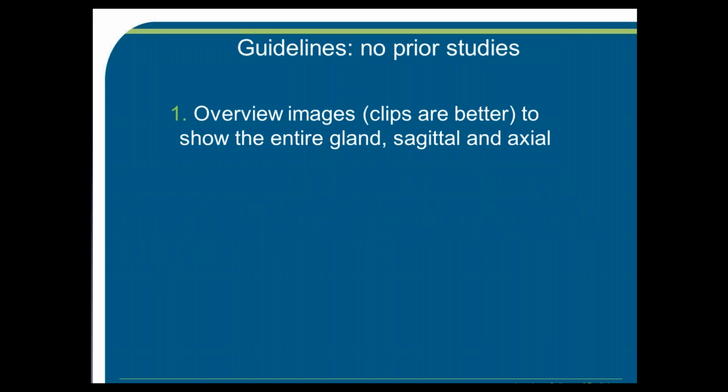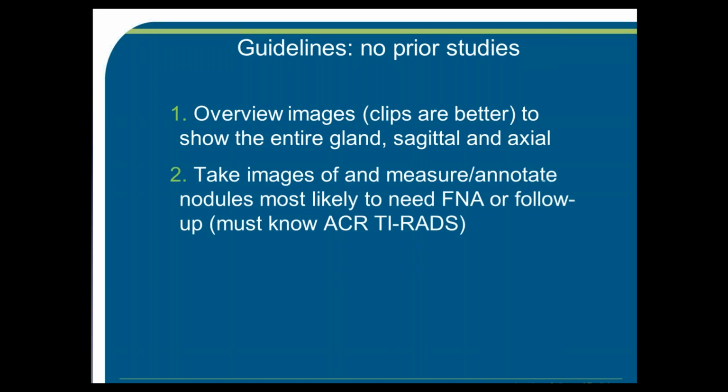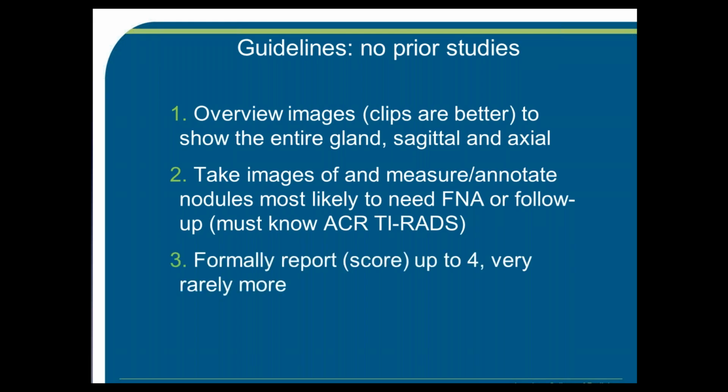I always start with overview images, and clips are better if you can do them to show the entire gland, sagittally and axially. The sonographer should take images of and measure and annotate the nodules that are most likely to need FNA or follow-up. In order to do that, they need to know ACR TI-RADS, which is why we have the ACR TI-RADS chart in all our scanning rooms. And we formally report or score up to 4. Very, very rarely do I ever report more than 4. In fact, I don't remember ever having to do that since adopting ACR TI-RADS.